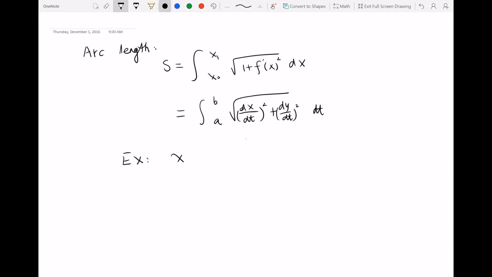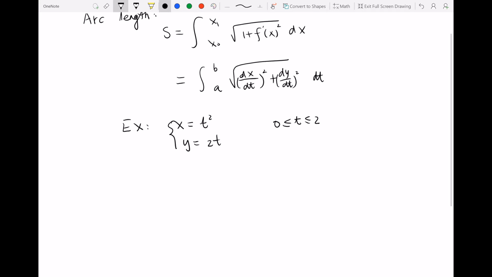Suppose x equals, let me see what we did yesterday. Okay, so x equals t squared, suppose y equals 2t, and t is from 0 to 2, and find the arc length from 0 to 2.